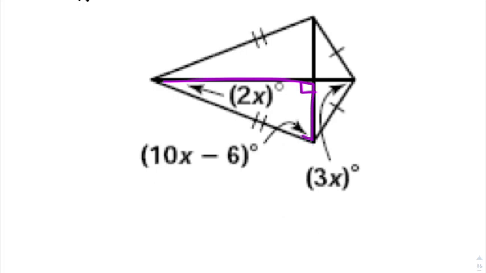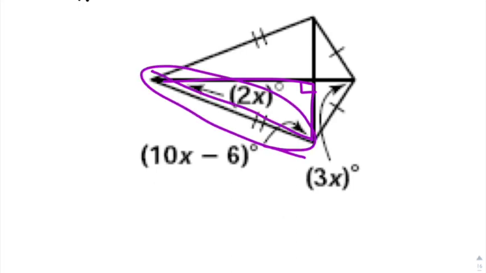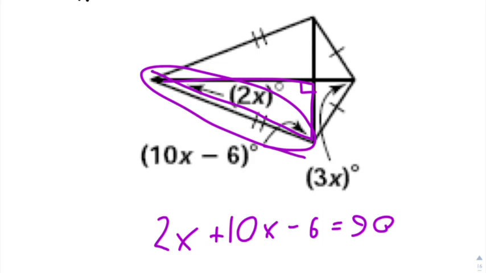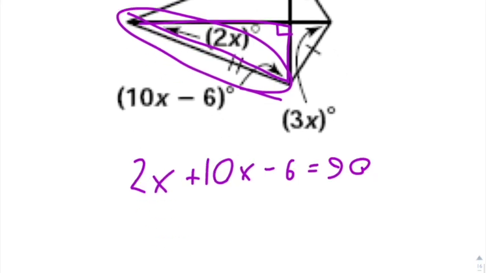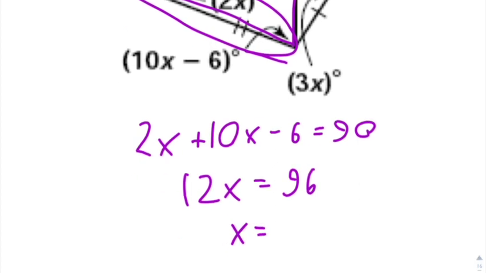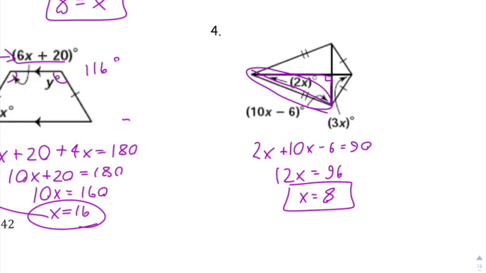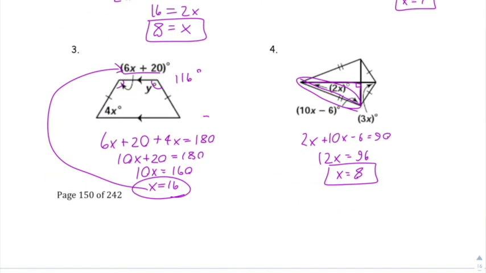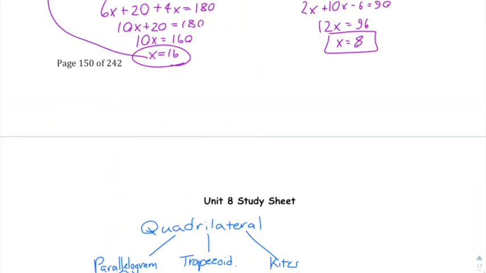I have a right triangle here. So you know that the two acute angles of a right triangle, the 2x and 10x minus 6, need to add up to 90. Or you can say all of the angles in the right triangle add up to 180. But regardless, it's 12x, and then equals, I guess, 96. And then divide that out, and that gets you 8. And then I think, yep, that is it there for today.